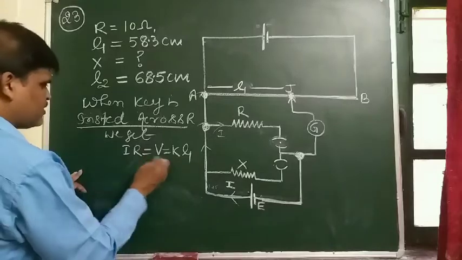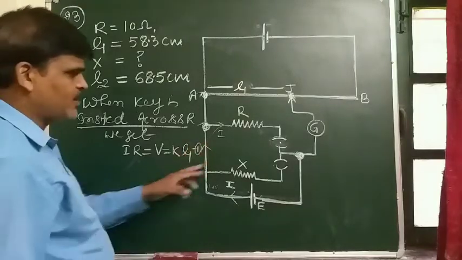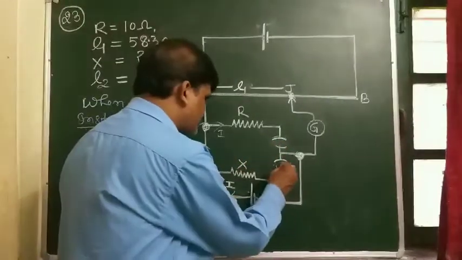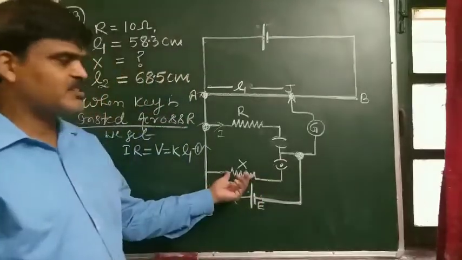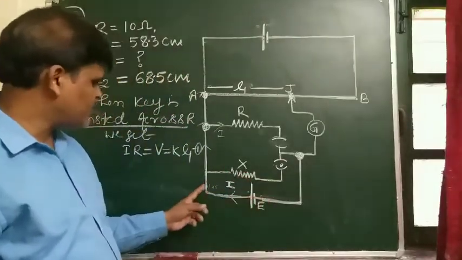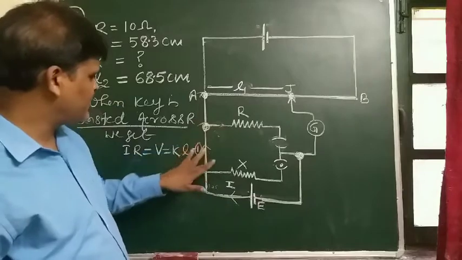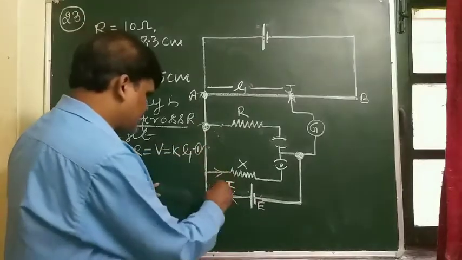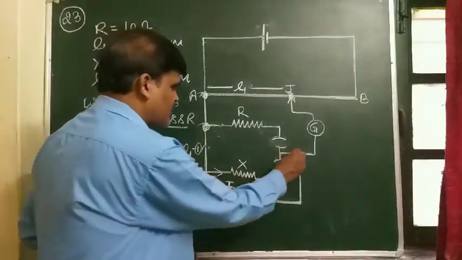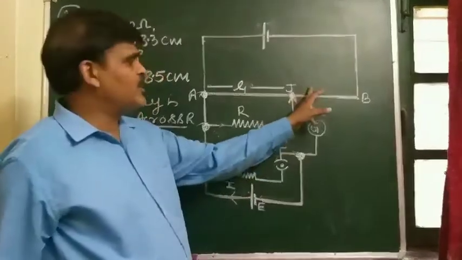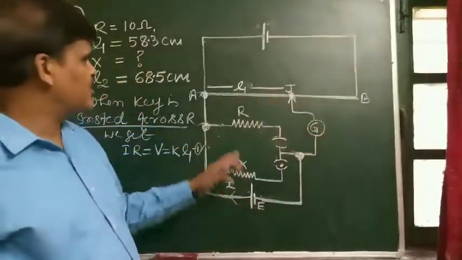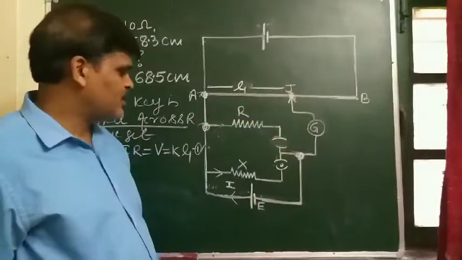And this is the first equation. In a similar way, if the key is inserted into the unknown resistance X and the same current passes through them, in this case, when the null point is obtained, suppose L2 is the distance from end A.